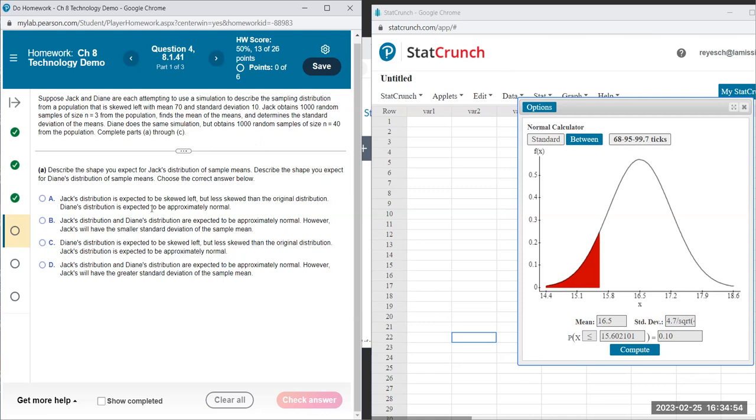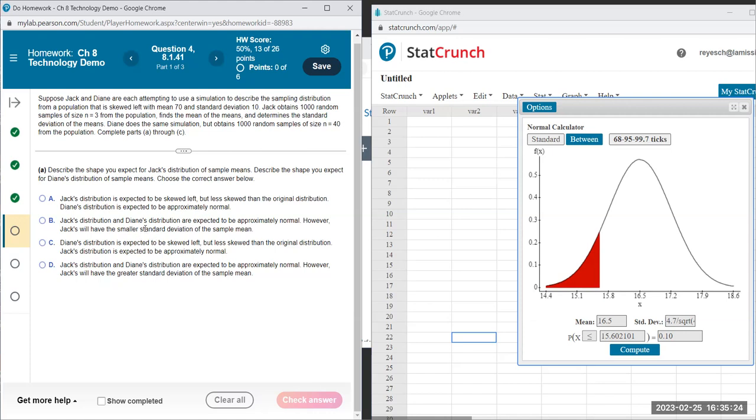Jack's distribution is still going to be skewed left, but maybe less skewed than the original because now he's doing 1,000 means instead of individuals. Diane's distribution is expected to be approximately normal, because she's meeting the requirements. Jack's and Diane's are both going to be normal. However, Jack's will have a smaller standard deviation. Sample mean.